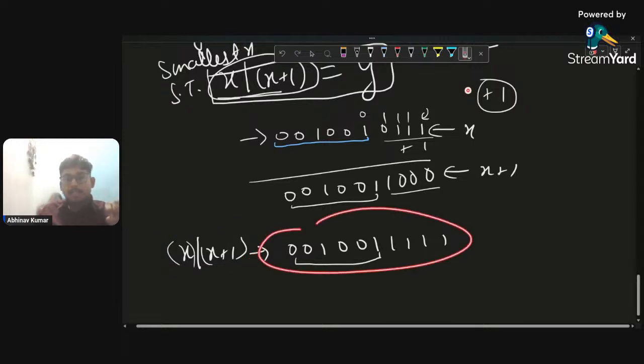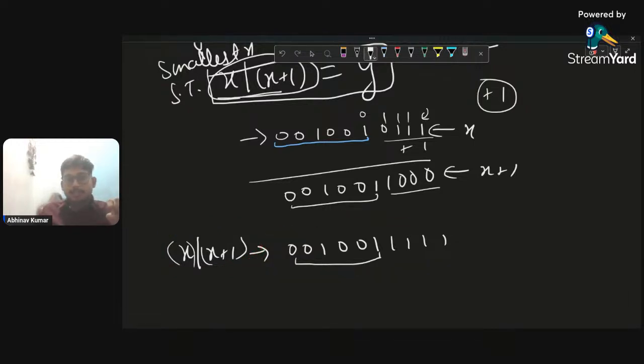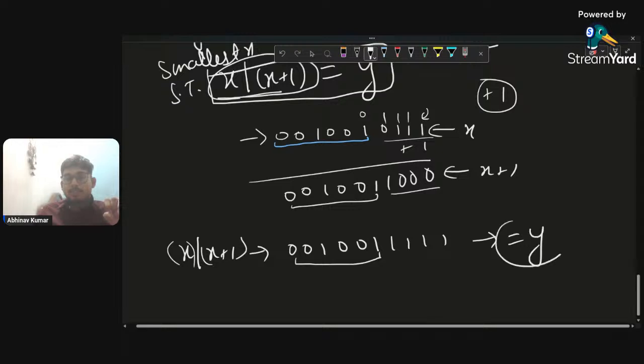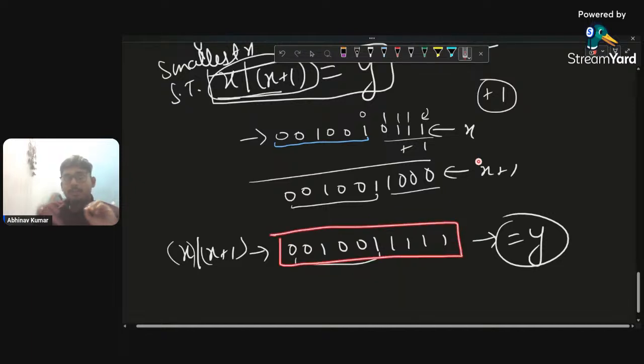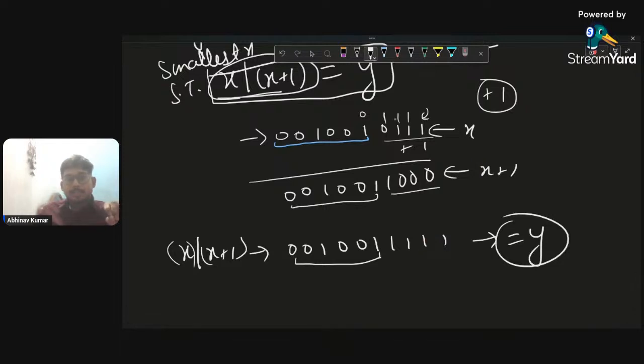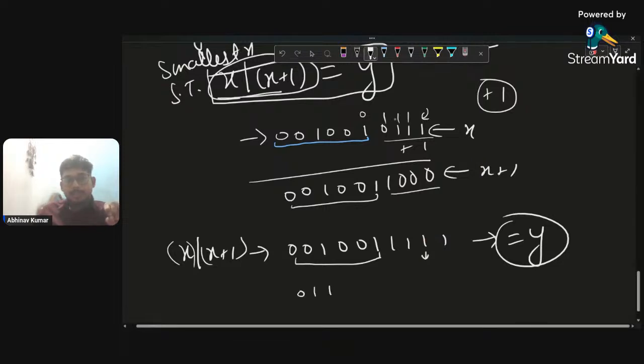So for any x, what we need is that x OR (x + 1) should become equal to y. That's what we want. We need to find the minimum x so that we obtain such a y. Now if we want to have this y, what is the minimum x through which we can obtain it? For that, if we have some consecutive ones, we can just replace any one by a 0. Let's say we replace this one by a 0 and we have this number.